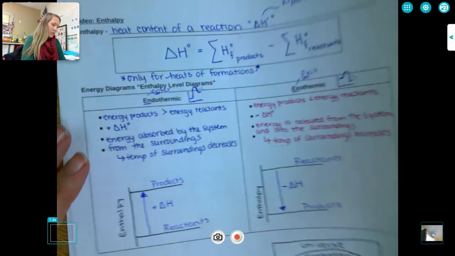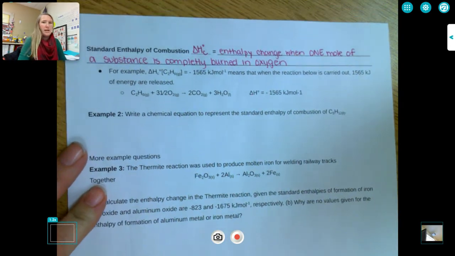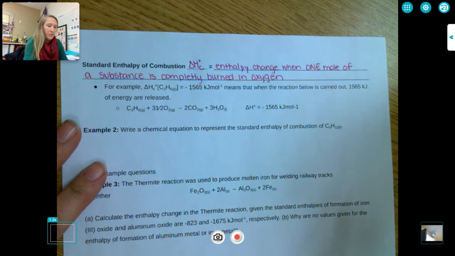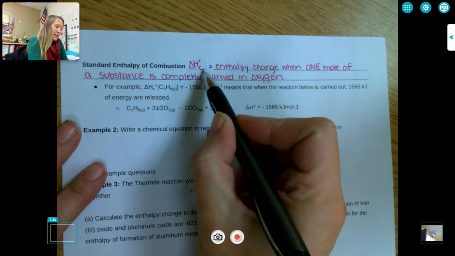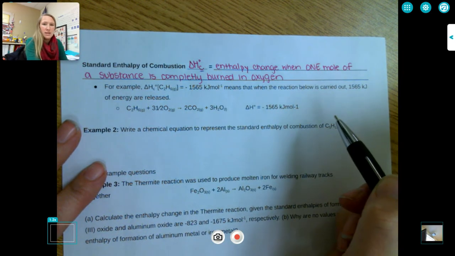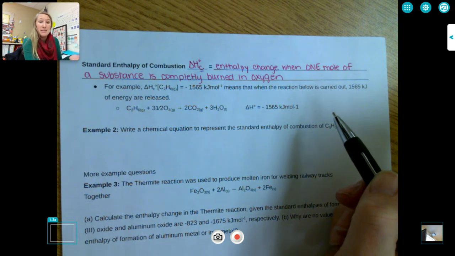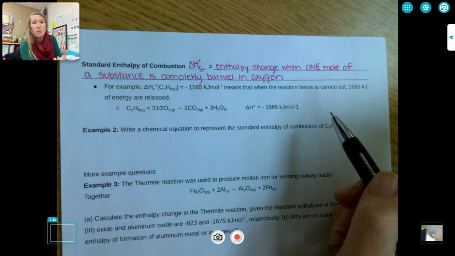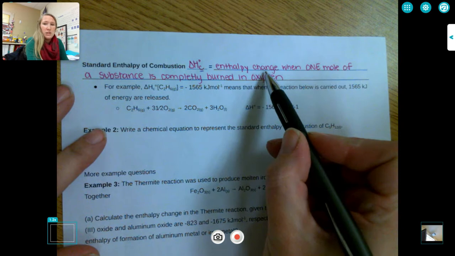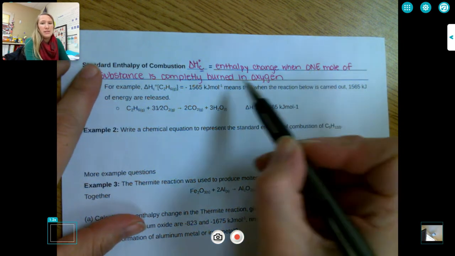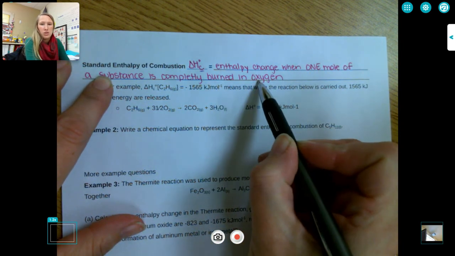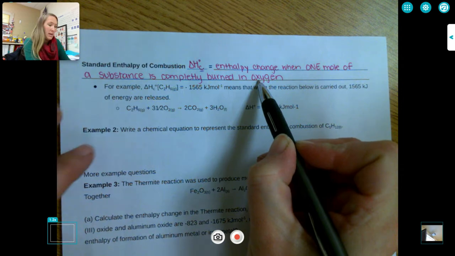All right, so going from enthalpy of formation to enthalpy of combustion. The difference that we see is that instead of an F, we have a C, just to denote this is for combusting things as opposed to forming them. So now we're burning them. So this is the enthalpy change when 1 mole of a substance is completely burned in oxygen. We have to have oxygen present to burn something.